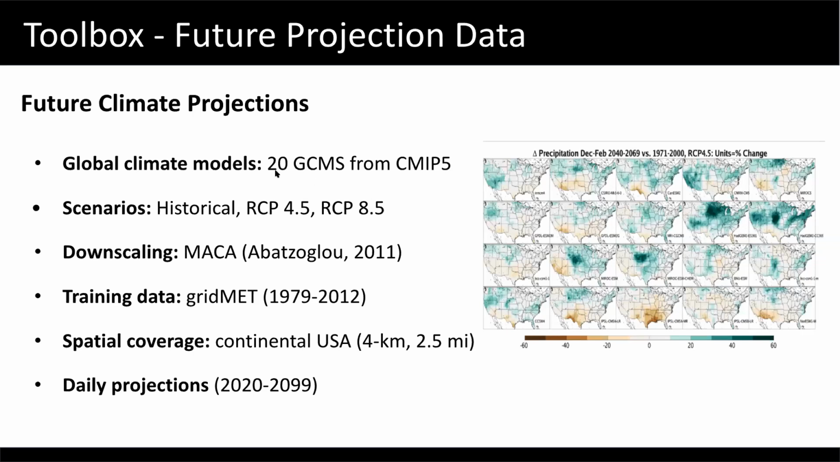And for the Climate Toolbox, we have 20 different global climate models in there, and you'll see acronyms like CanESM, CM5, and those are the different global climate models. And they're from CMIP5, so they're the previous 5th phase of CMIP. And for scenarios, we have the historical and we have RCP 4.5 and 8.5 for future pathways. The downscaling is done using a method called MACA, which was created by John Abatzoglou from UC Merced. And the training data that we use is GridMET from 1979 to 2012.